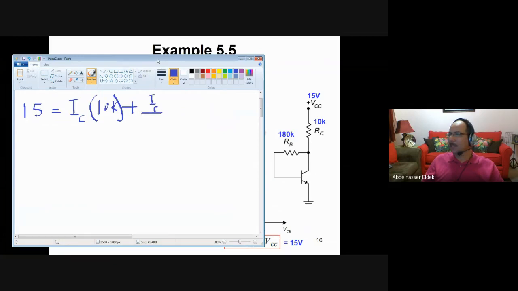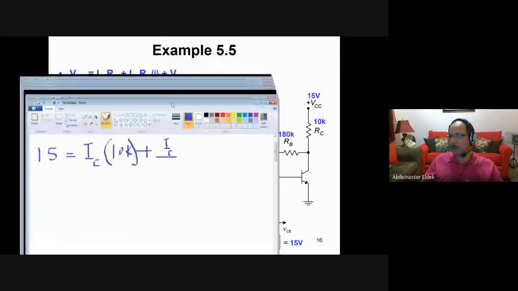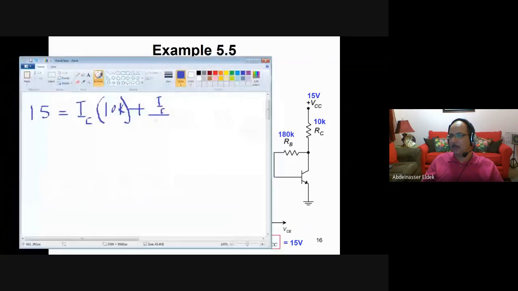What's beta? Beta is 100. Let's make it just beta first. So IC divided by beta times 180K, plus 0.7 volt, of course. The voltage here is 0.7 volt. Then what you need to do is just move this 0.7 to the other side. Then it will be 14.3 volt.